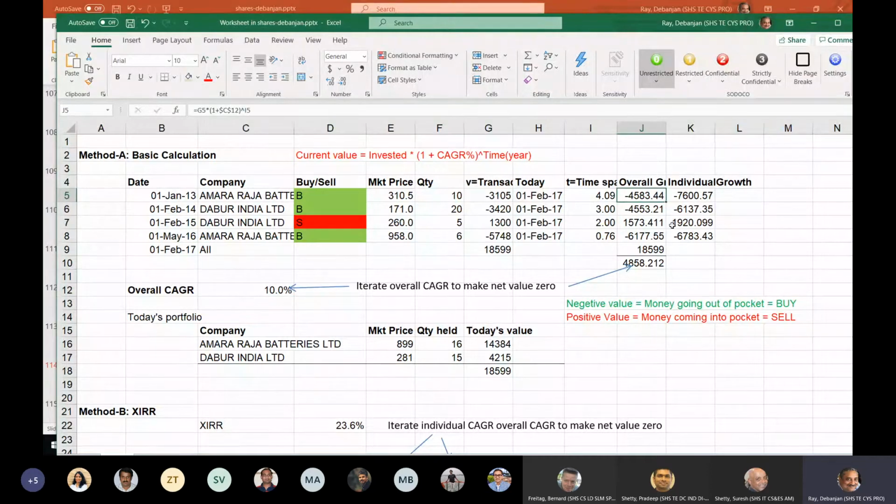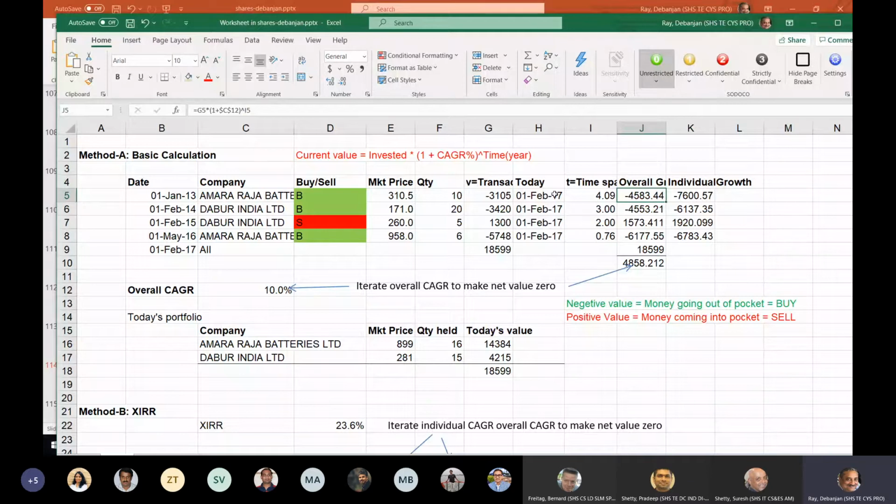And how is this overall growth calculated? We have to go back to our school days. In the school days, the current value is equal to the invested value multiplied by (1 plus CAGR) to the power of the time in years. Okay, this is a very simple formula. And this is the growth if you have purchased your house and are paying the EMI. The formula is the same.